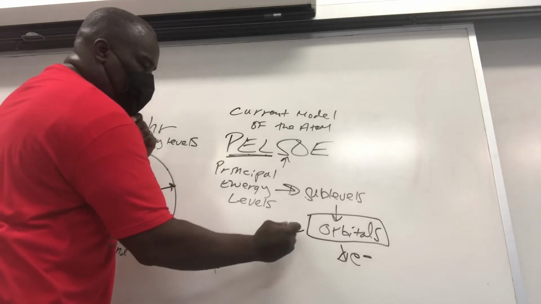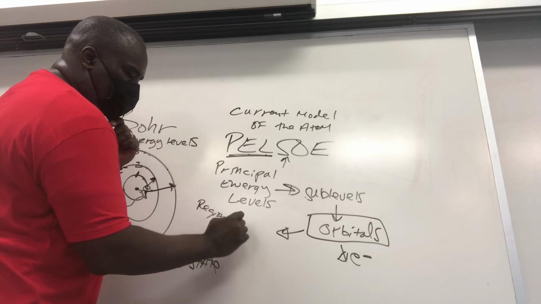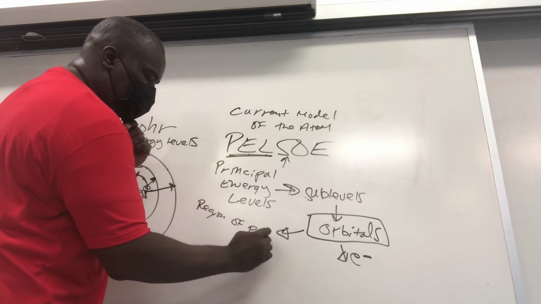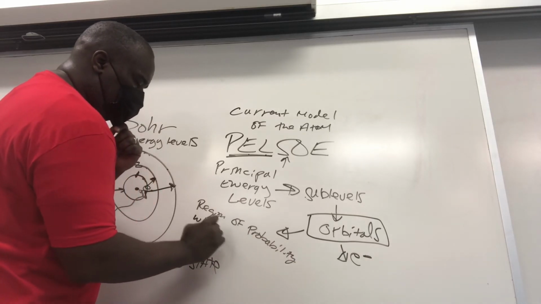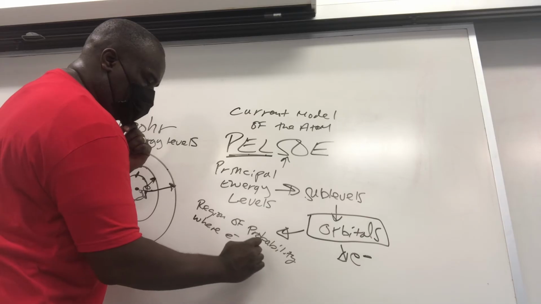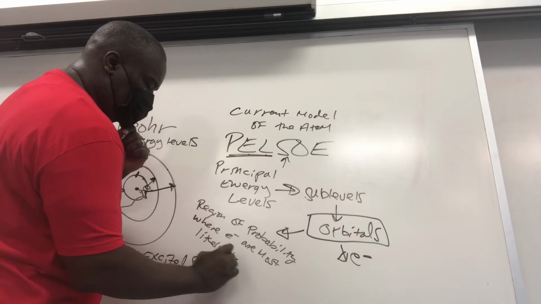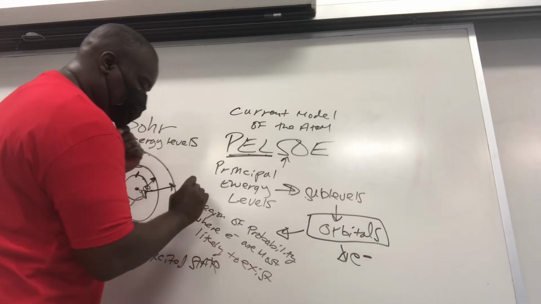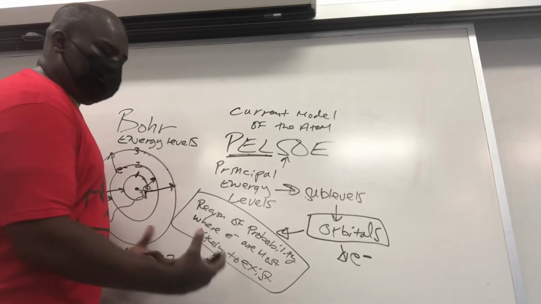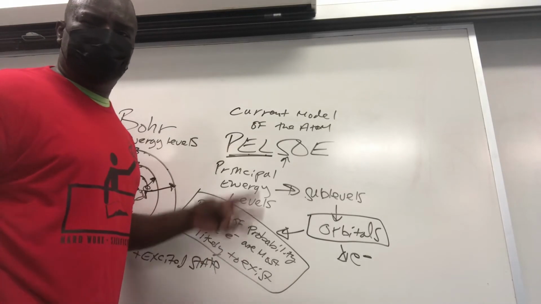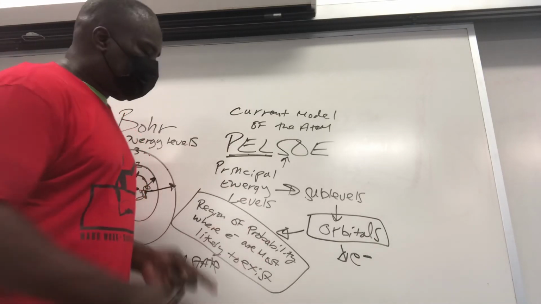Orbitals, guys, are a region of probability where electrons are most likely to exist. I'll say one more time: what are orbitals? They're regions of probability where electrons are most likely to exist. These were calculated by computers and very, very complex math. Do you have to worry about doing the math? No, you don't. Just know this definition.